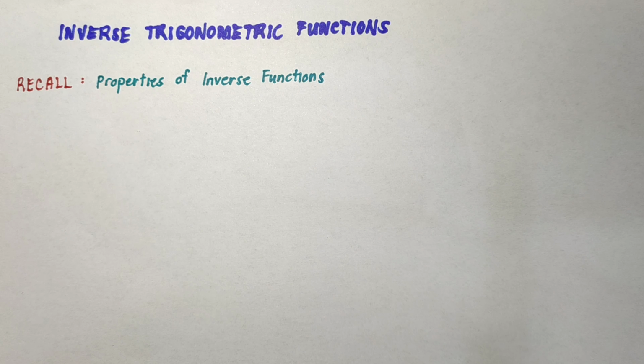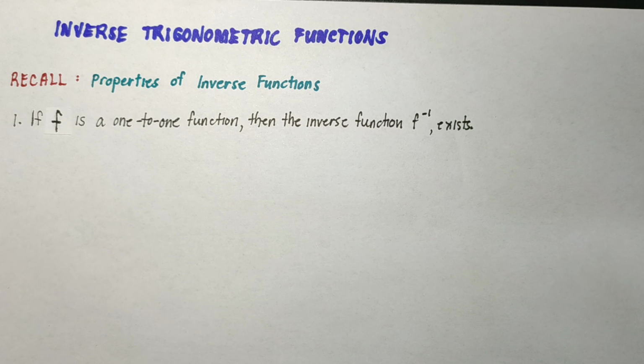So today's video, we're going to discuss the inverse trigonometric functions. Let us have a recall first about the properties of inverse functions. Number one property: if f is a one-to-one function, then the inverse function f inverse exists.